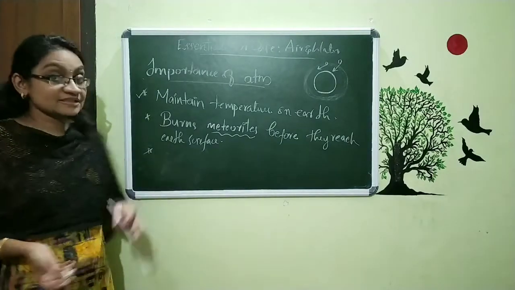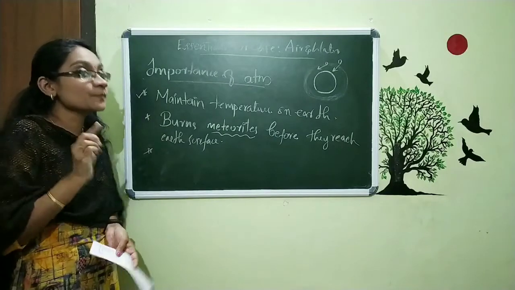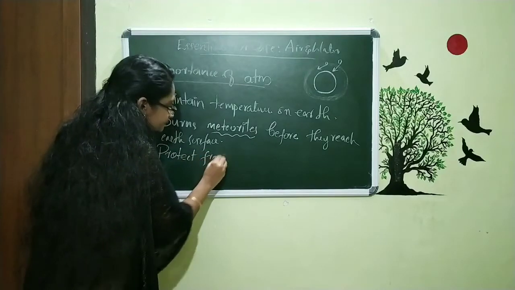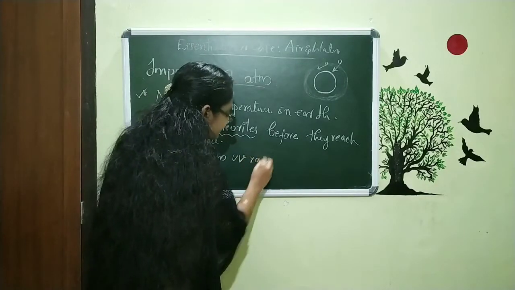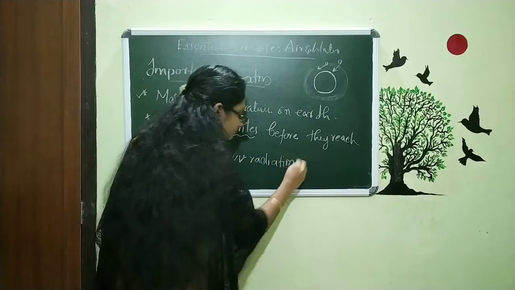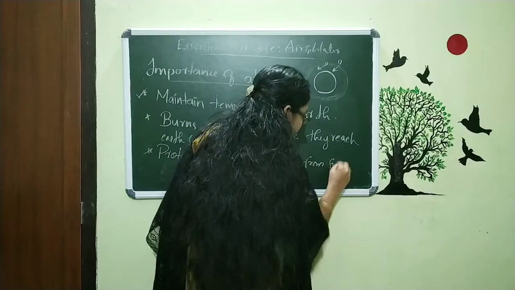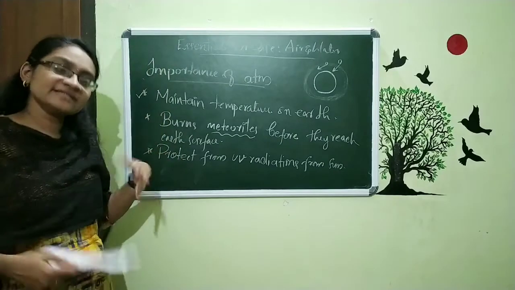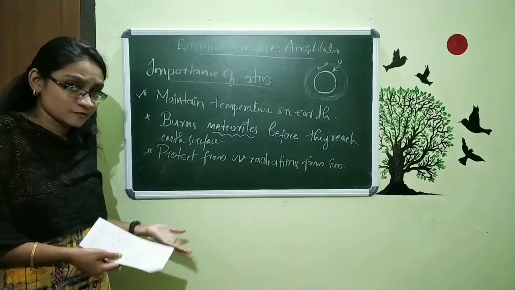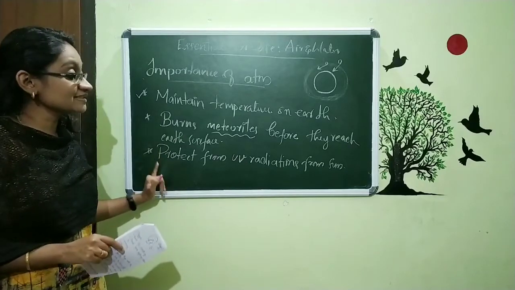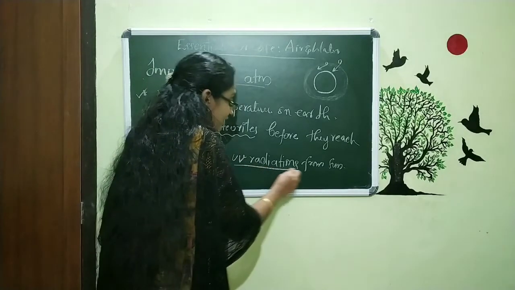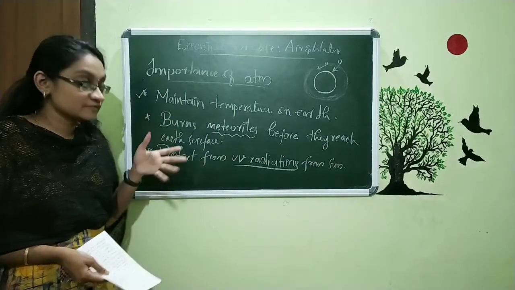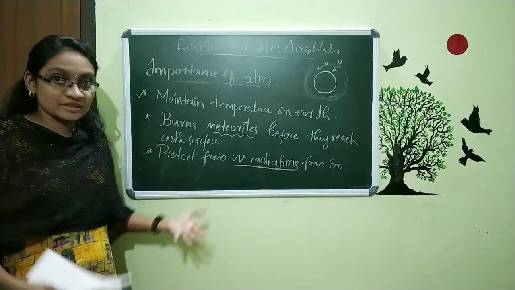And the last point is this: the atmosphere helps us to protect from UV radiations from the sun. From the sun, different types of radiations are coming. Light is also a type of radiation. Some radiations are harmful, some are not a problem. The UV radiations, ultraviolet radiations, if they reach the Earth's surface, what happens? That will lead to cancer for animals and all.